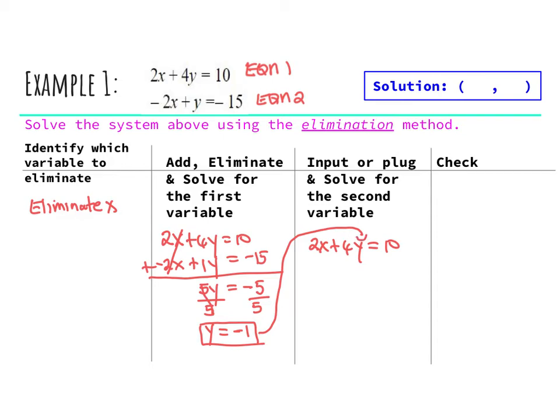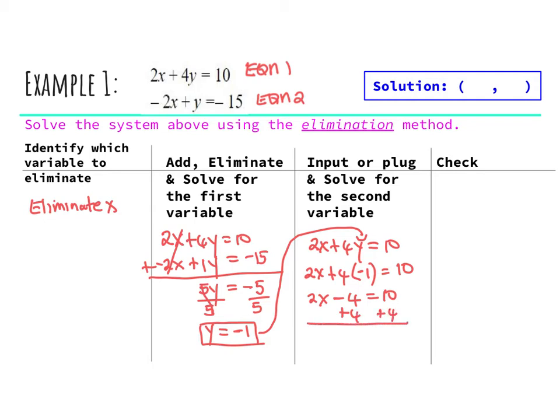So rewriting the equation, we have 2x plus 4, and instead of y, we're going to replace y with the value of -1, and that's equal to 10. We're then going to distribute to get rid of the parentheses. So we have 2x, and then 4 times -1 is -4. So 2x minus 4 equals 10. Solving for x, we add 4 to both sides of the equation.